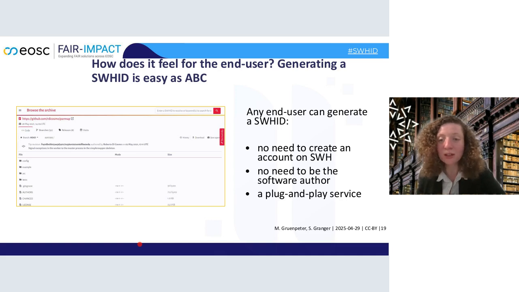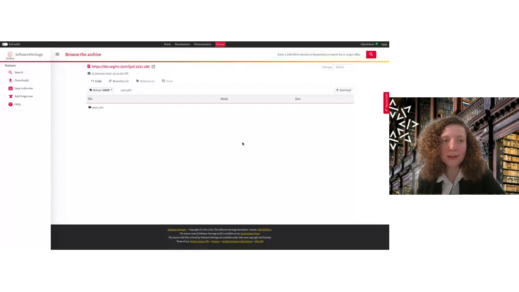Any end user can generate a SWHID. You don't need to have an account on SoftWare Heritage. You don't need to be the software author of the software package, of the repository. It is really a plug and play service. And to do so, I'm going to share the screen with the example that Sabrina has put in the chat.